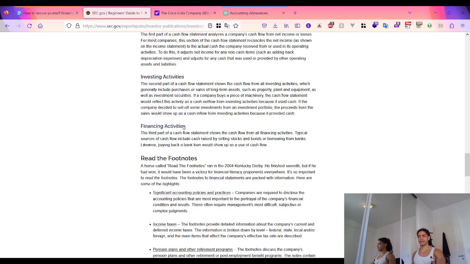Okay, and lastly but not least, the financing activities. The third part of the cash flow statement shows the cash flow from all financing activities. Typical sources of cash flow include cash raised by selling stock and bonds or borrowing from banks. Likewise, paying back a bank loan will show up as use of cash flow.